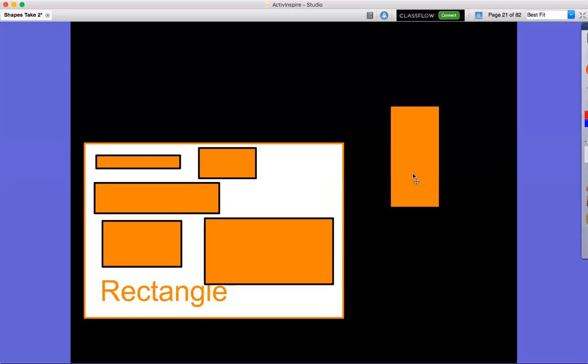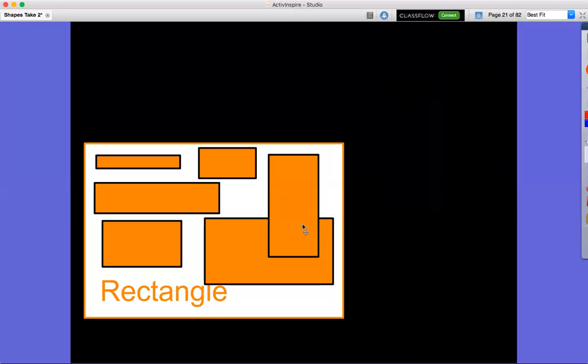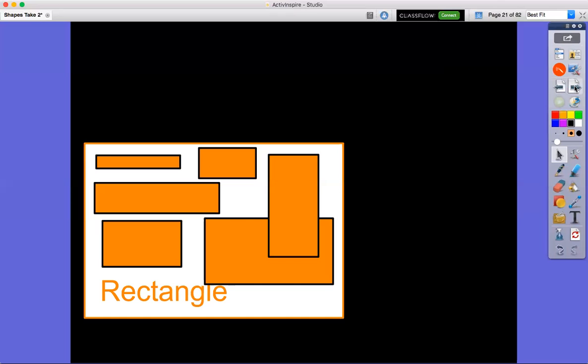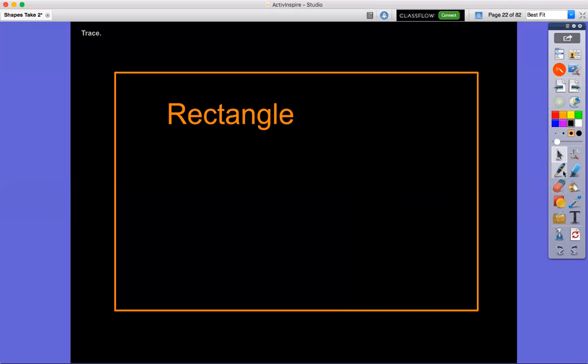Okay, now we're going to get tricky. Is this a rectangle? Let's see. Two short sides that are opposite or across from each other, and they are straight or parallel. Two long sides that are opposite from each other or across the shape, running straight or parallel. Four corners sitting straight and tall to make right angles. Is this a rectangle? Yes, that is a rectangle. Rectangles are super cool.